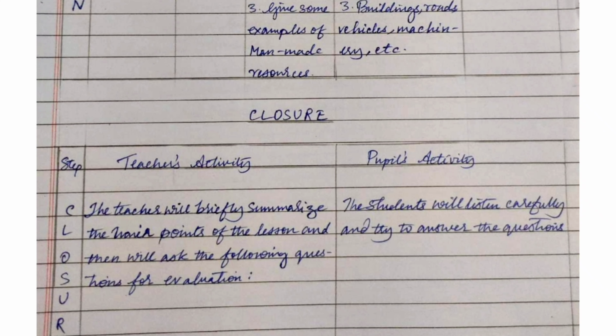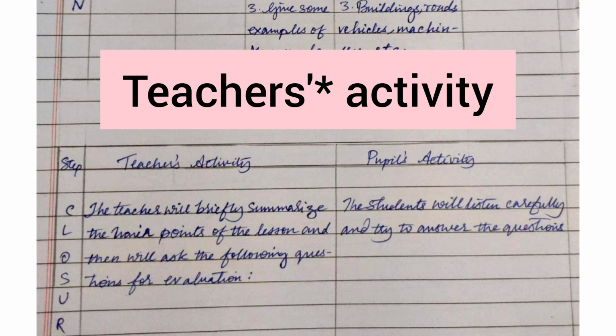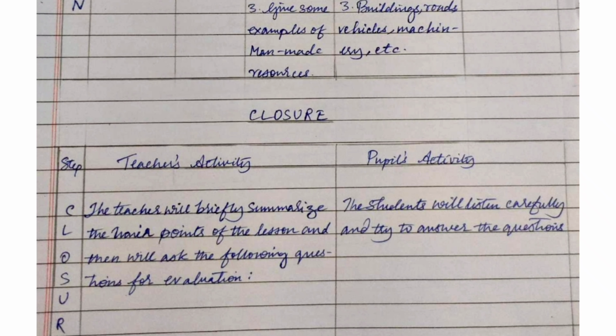And last but not the least comes the part called closure. So here you have to prepare 3 columns. The first one for step, next for teacher's activity, and the next pupils activity. So under teacher's activity, here I have written the teacher will briefly summarize the main points of the lesson and then will ask for the following questions for evaluation. Pupils activity says the students will listen carefully and try to answer the questions.